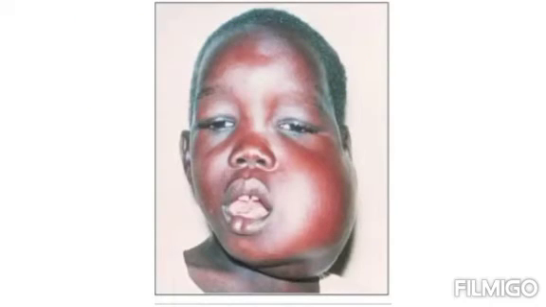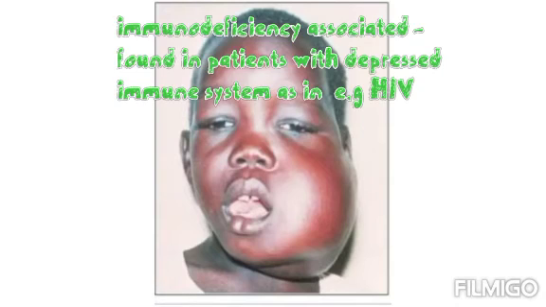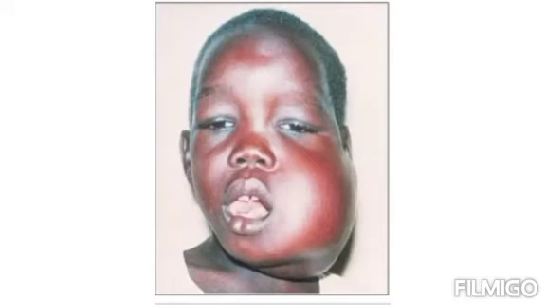And then we have immunodeficiency-associated. Here we talk about the immunosuppressed, people that have HIV infections and people that have immune deficiencies, like people that have been on steroid drugs for a very long time. So these people are susceptible to having Burkitt's lymphoma.